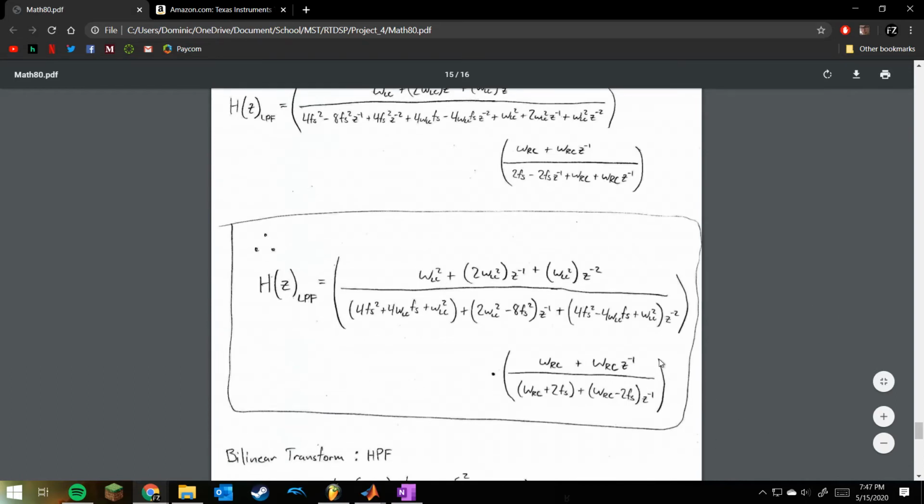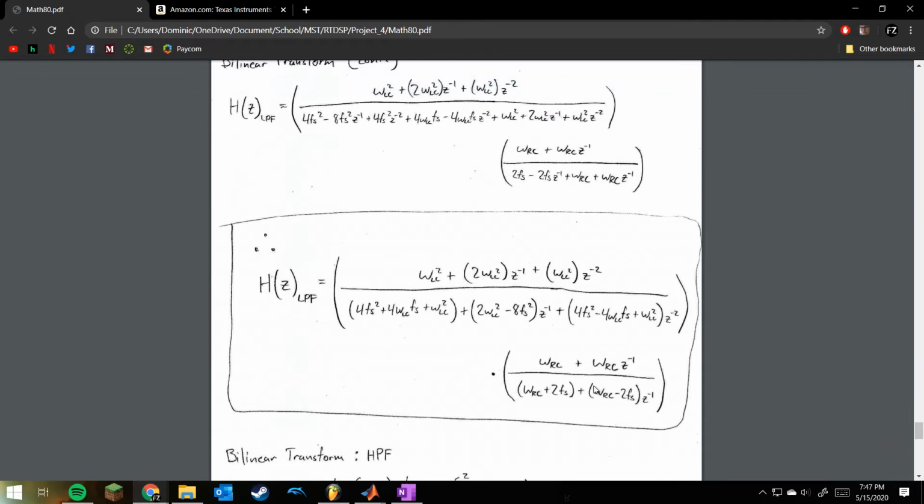So again, we have 2 parts, the RC LPF and the LC LPF. And as you'll see, I try to get a coefficient of 1 in the denominator for the first element, and I do that by dividing out the first denominator coefficient by everything.